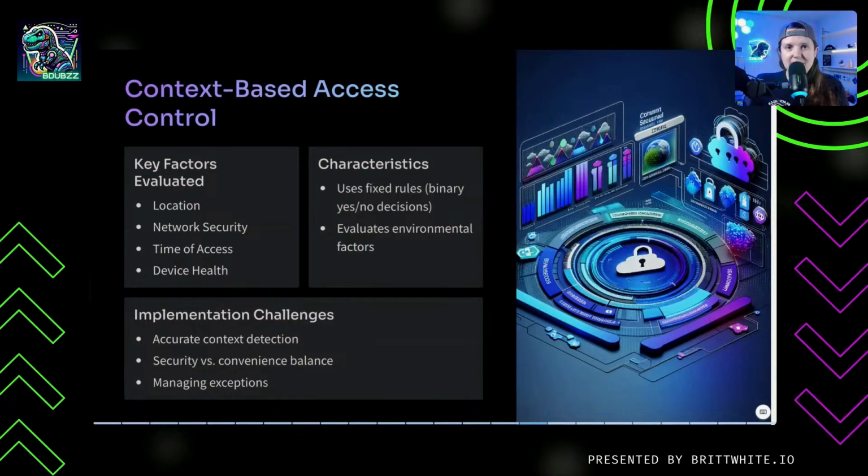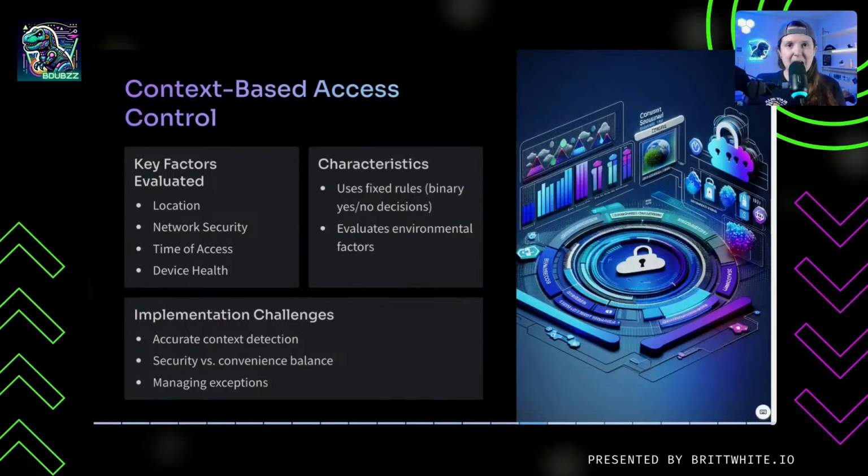There's an important distinction to make here. Unlike risk-based access control, which dynamically evaluates multiple risk factors to calculate a risk score, context-based access control uses fixed rules based on environmental factors. It simply checks binary conditions, such as, are they in the office? Yes or no. There's 3 key challenges that exist when implementing context-based access control.